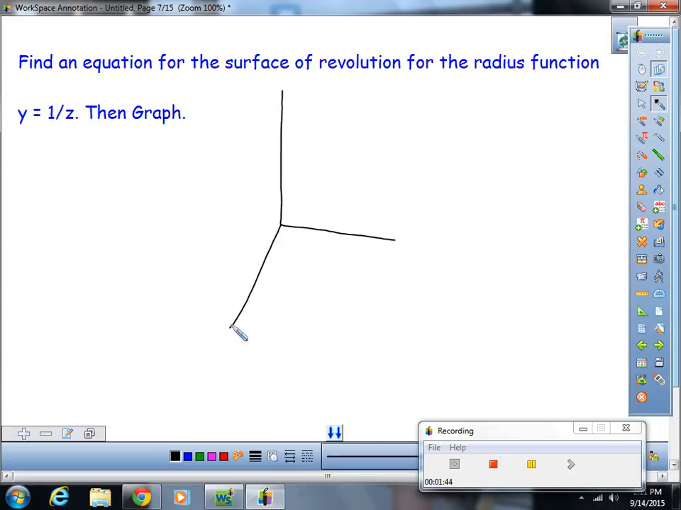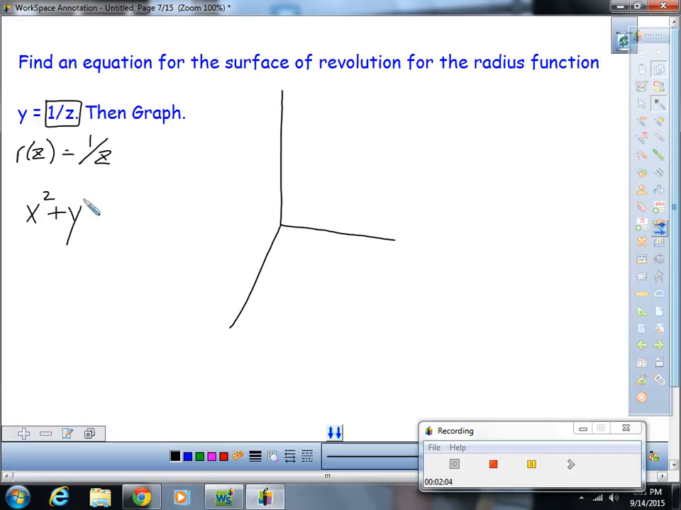Well, the equation is going to be, notice that this is in terms of z, so you could write this as r of z is 1 over z. So our equation will be x squared plus y squared equals 1 over z squared. Or you could write that, which is how I would do it, as (1 over z) quantity squared, and that lets your reader know what is what.